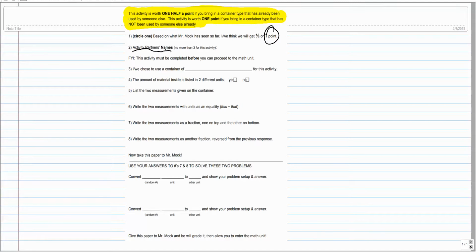Activity partners' names. I'm working on this alone. And you can work on this with 2 other people, 3 tops in your group. So all 3 of you can get a point. FYI, this activity must be completed before you can proceed to the math unit. And let's see, we chose to use a container of construction adhesive.